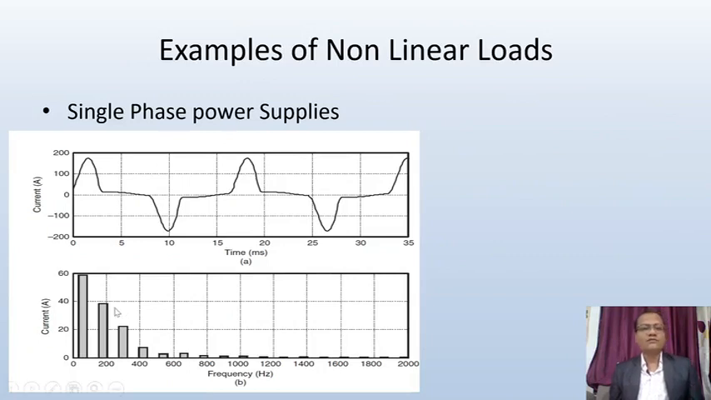Here some examples of non-linear loads are discussed. First is the single phase power supply. Single phase power supplies are supplies where we require a DC power supply for the actual load, but it is supplied through AC power. In such cases, like UPS and battery converters, you will observe the nature of current like this, and you can observe here the various harmonic levels in that particular current.